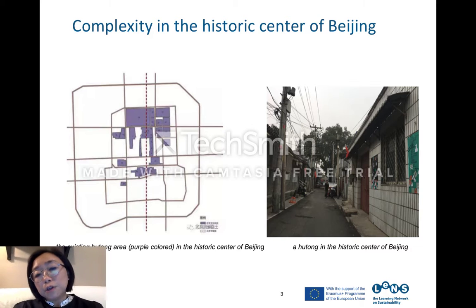With a history of 3,000 years, it has still preserved a part of the traditional lifestyle. We can see from the map that there are still some parts of hutong existing in Beijing, and because of the very complex ownership of the land property in this area, there is no sewage system so far. Therefore, almost all of the residents rely on the public toilets for their everyday life.